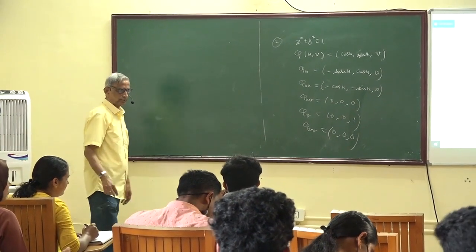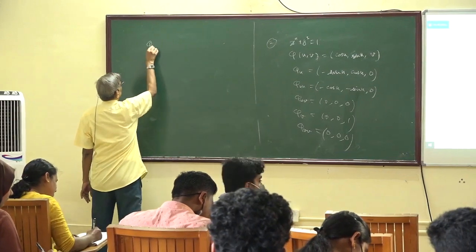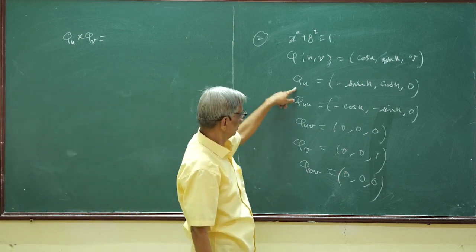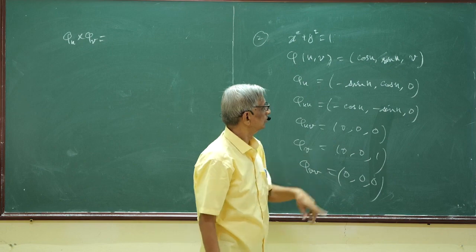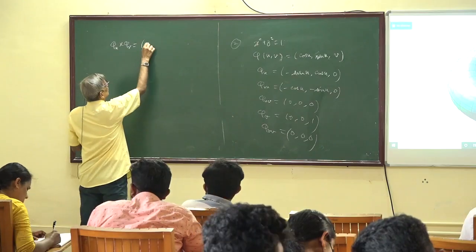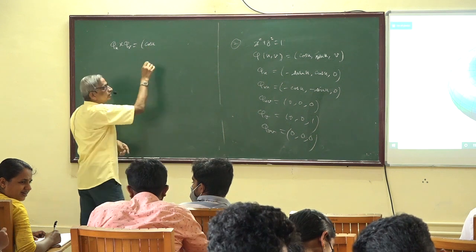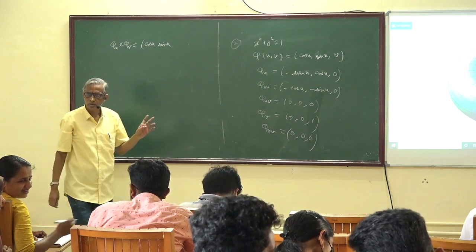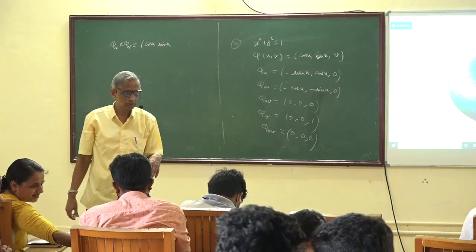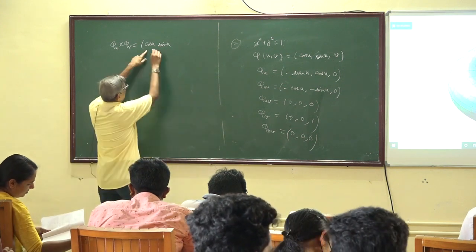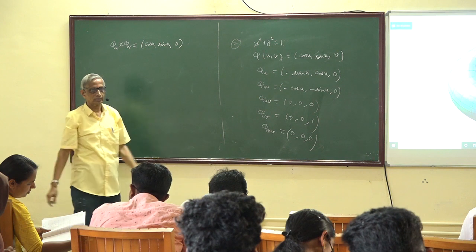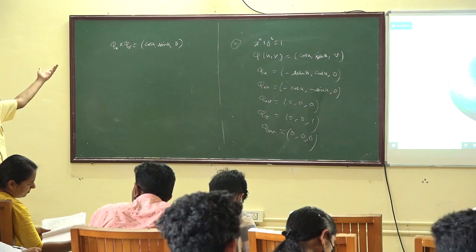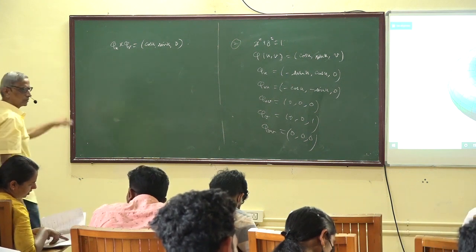So what is phi u cross phi v? Cos u, sin u, 0. The last one is 0. Cos u, comma sin u, comma 0. Right? So normalize, the norm of this is 1 already, so this is also n.